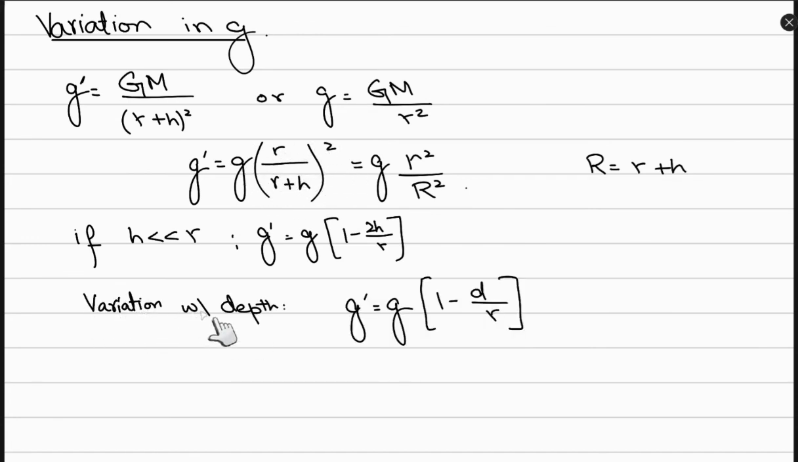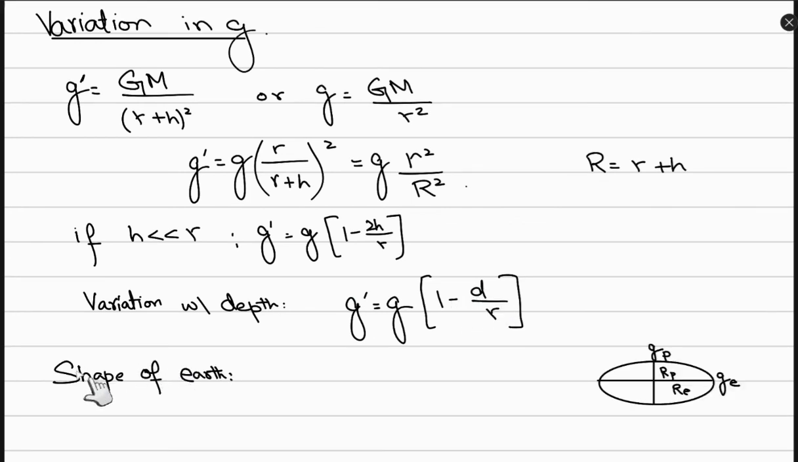We also have a case where the value of g would vary with the depth, right? That's defined as g prime is equal to g times 1 minus d over r, where d is the depth. This means that as we go below the surface of the earth, the value of g would decrease, right? The new value would be smaller compared to this value of g, as we have 1 minus d over r in this bracket. So this thing would be less than 1.